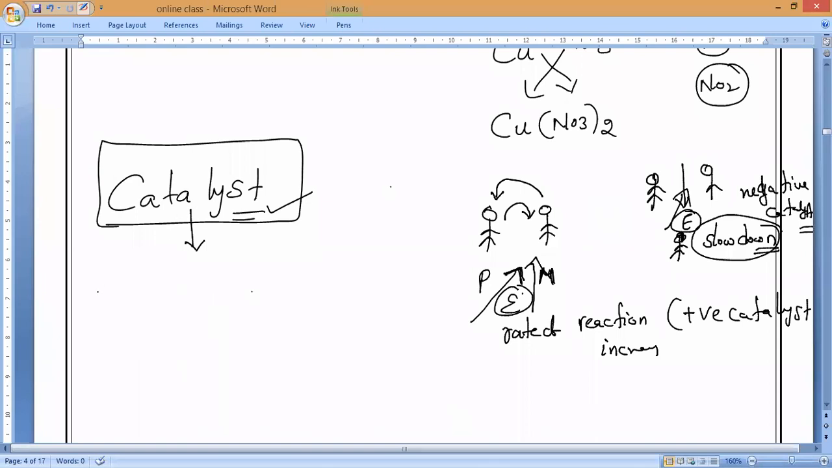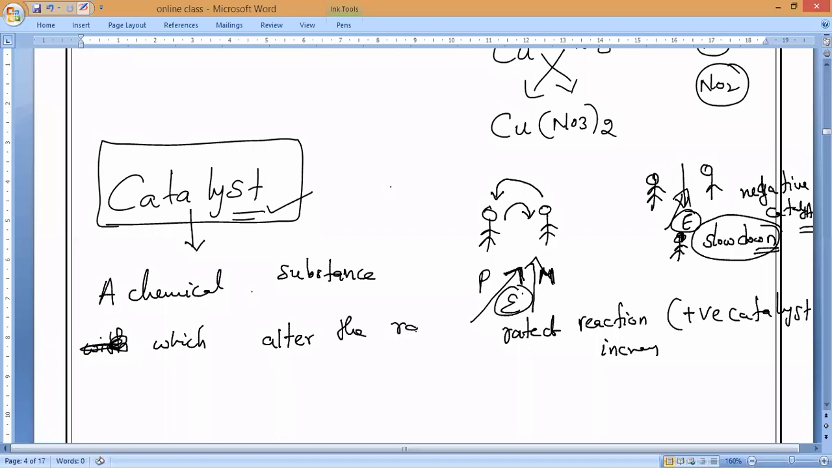Catalyst definition. All of you write the catalyst definition. A chemical substance which alters the rate of chemical reaction. What do you mean by alters? Alters means it changes, increases or decreases.